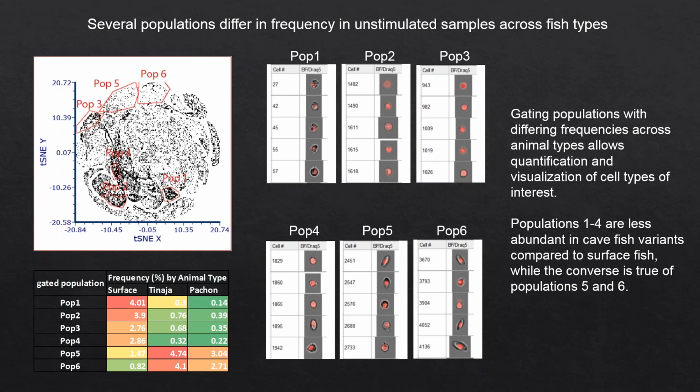And then you can see at the bottom left, I've just made a table to show me frequency of these across the different fish types. And so we can see already, okay, yeah, we've got several morphologies here that we can identify consistently, and they do differ in frequency just in the untreated head kidney samples from the different animals.